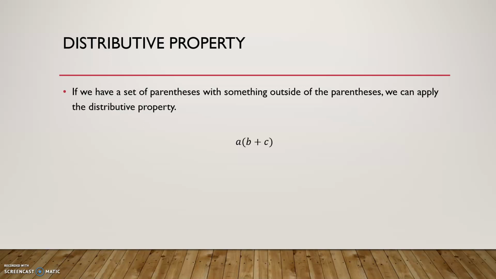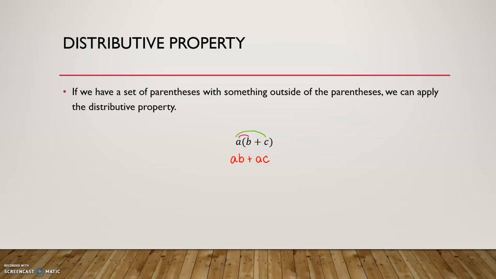So the distributive property says that if we have a set of parentheses with something outside of the parentheses, we can apply the distributive property. So what this is saying is that I can take this A and multiply it by everything inside. And when I do that, I'm going to write it as A times B plus A times C.